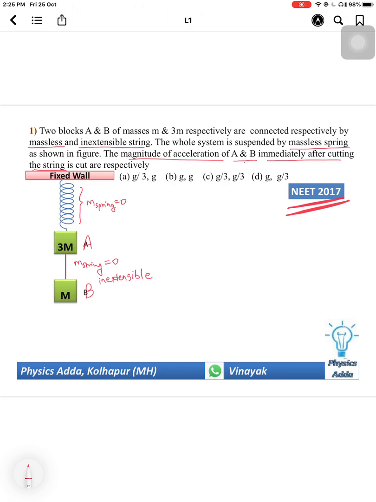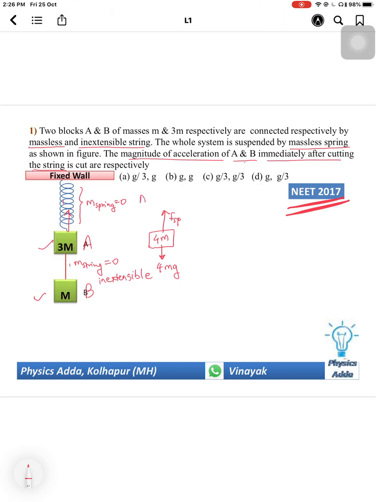Okay. So what will happen if we cut the string? Now, let's analyze the situation like this. I'm having two masses, 3m and m, suspended with a massless spring. So the mass of the total system will be 3m plus m, which is 4m. The net force acting downwards due to gravity will be 4mg, and the spring force will be acting away from the block like this, away from the block. So it will be F_sp.